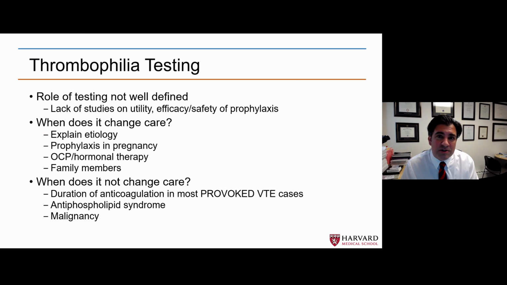We think about it when it changes care in family members. So if I have a woman who has a thrombosis and she has a daughter who's considering estrogen, I will sometimes test the patient so that information can be used in counseling. And when does it not change care? Well, duration of therapy. Really, you should be using whether this is a provoked major transient risk factor or unprovoked or a risk factor that cannot be reversed. Certainly, the presence of inherited thrombophilias does not change what we do in malignancy or the antiphospholipid syndrome.